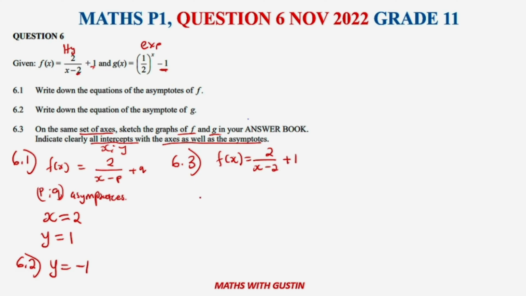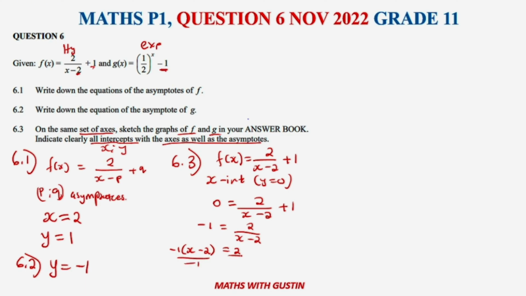Let's look for the x intercept. We get the x intercept when y is equal to 0. So 0 is equal to 2 over x minus 2, plus 1. We need to solve for x here. I'm going to take 1 to the other side. It's going to give us minus 1 is equal to 2 all over x minus 2. Therefore, do the cross multiplying. If I cross multiply, I'm going to have minus 1 times x minus 2 is equal to 2.